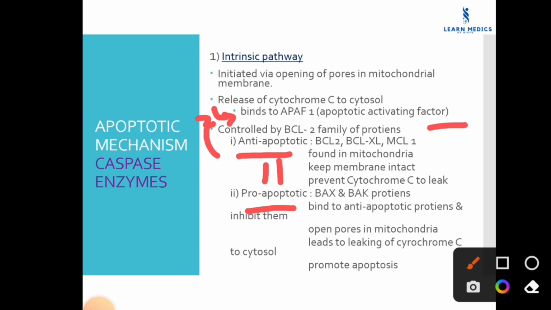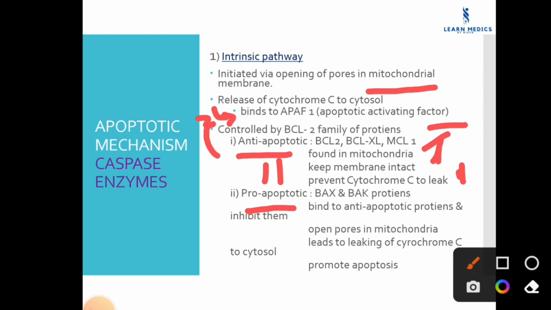So the anti-apoptotic proteins are BCL2, BCLXL, and MCL1, which are found in mitochondria and keep the membrane intact. We already discussed that the pores of the mitochondria need to be open. These proteins keep the mitochondrial membrane intact, so they prevent cytochrome C from leaking. Thus apoptosis is inhibited, and the pores do not open.